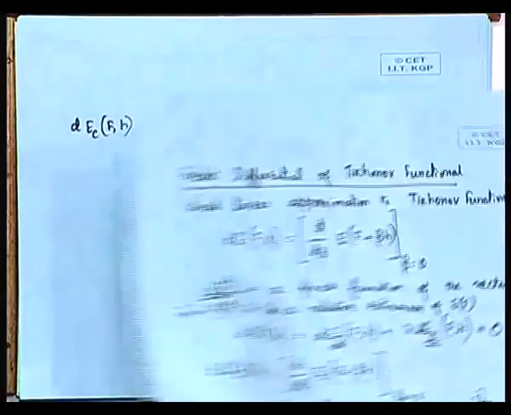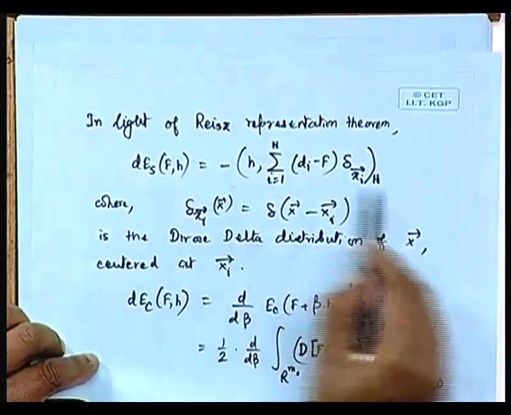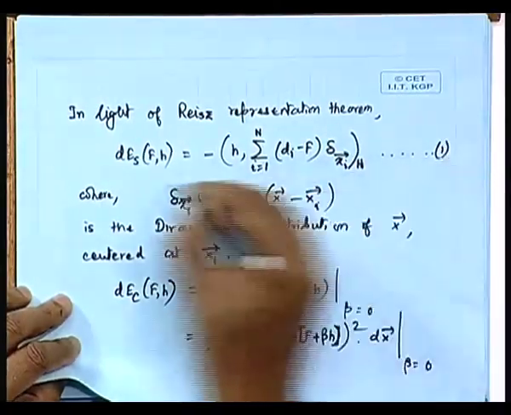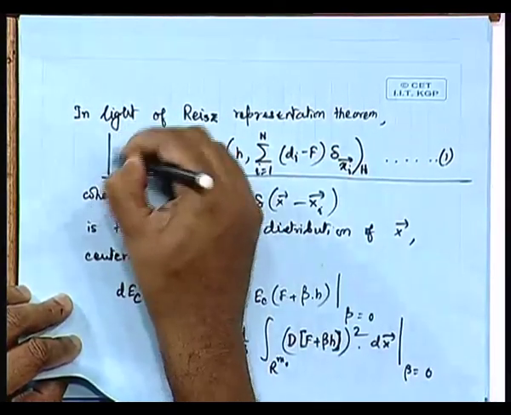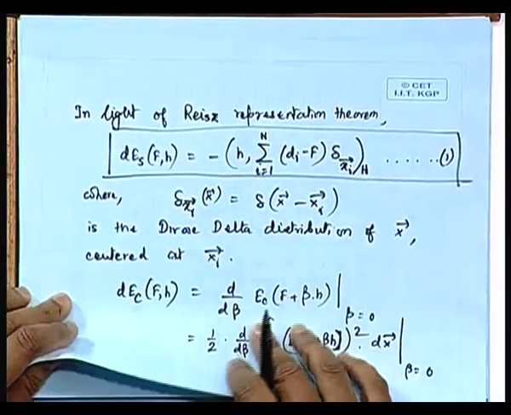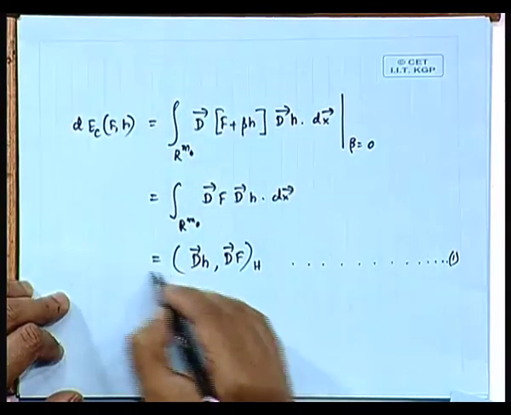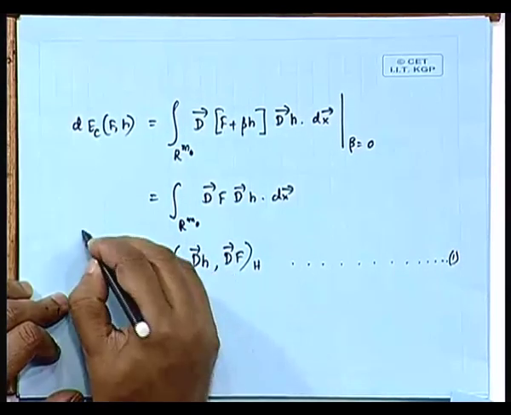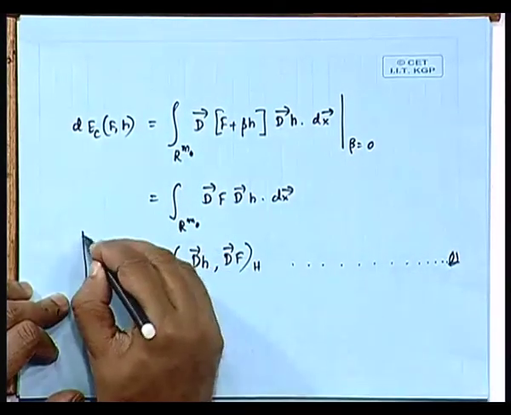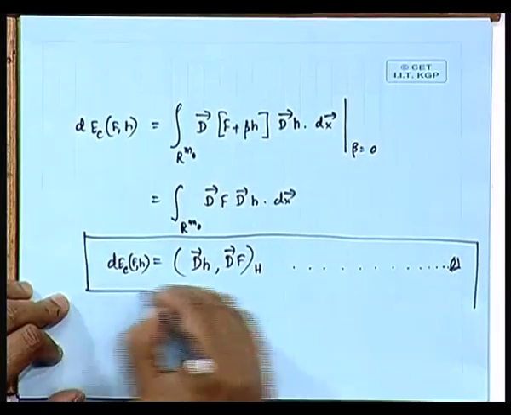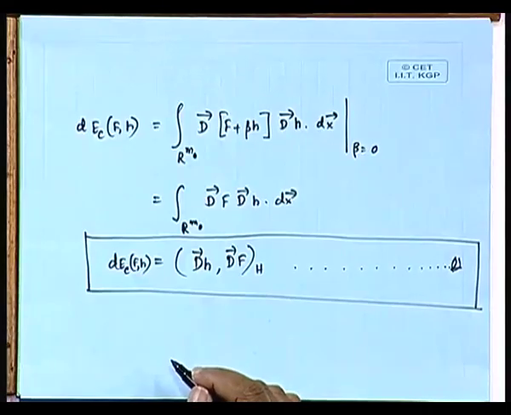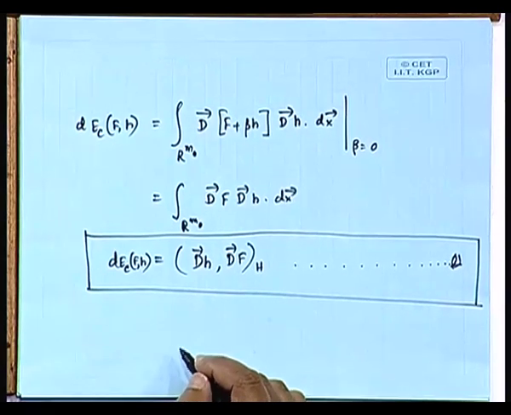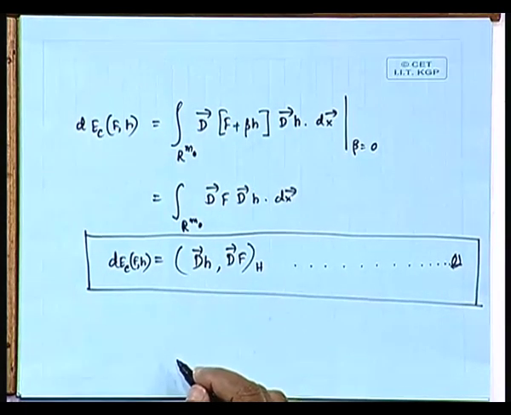So, dEs of f,h has been expressed as the inner product form like this. Let us call this equation number 1, because this equation will be of use to us. And the second one, dEc of f comma h, what we have got at the end, is equation number 2. All right. So, these two are quite important to us.